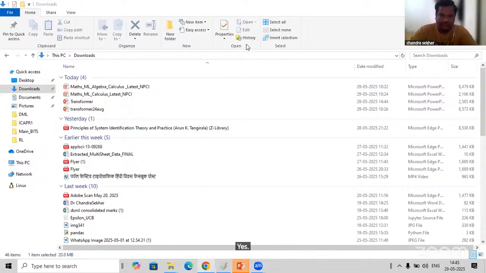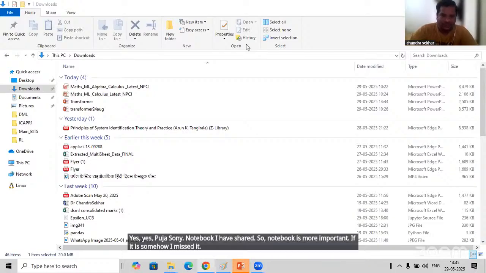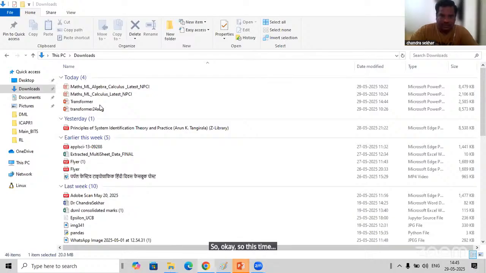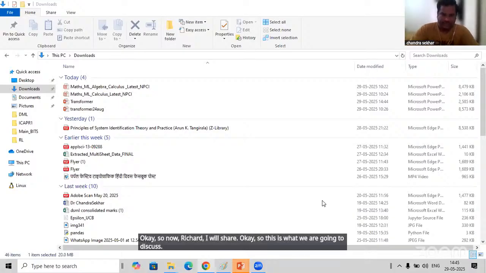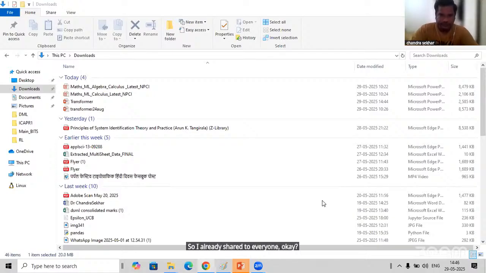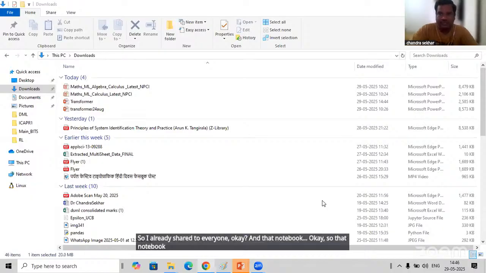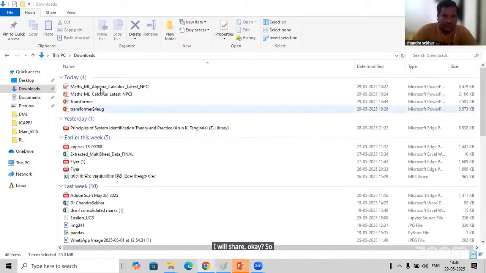Yes, Pooja Soni. Notebook I have shared. So notebook is more important. PPT somehow I missed. So okay, this time I will share here itself. So everyone in the meeting, okay, now itself I will share. Okay. So this is what we are going to discuss. I already shared to everyone. Okay. And that notebook, I will check. I will share.